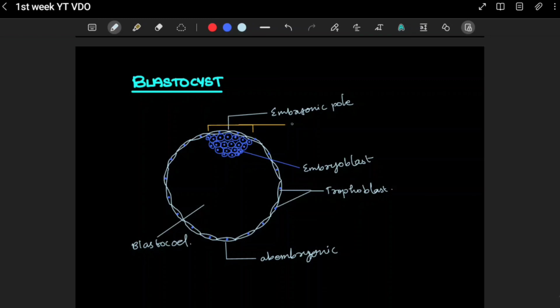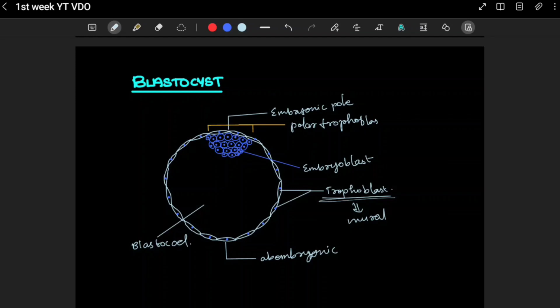and this one is the polar trophoblast. This trophoblast is mural trophoblast, because it's the trophoblast cells other than this polar trophoblast, so mural trophoblast. So this is the blastocyst. Blastocyst is what will attach to or implant on the uterus.